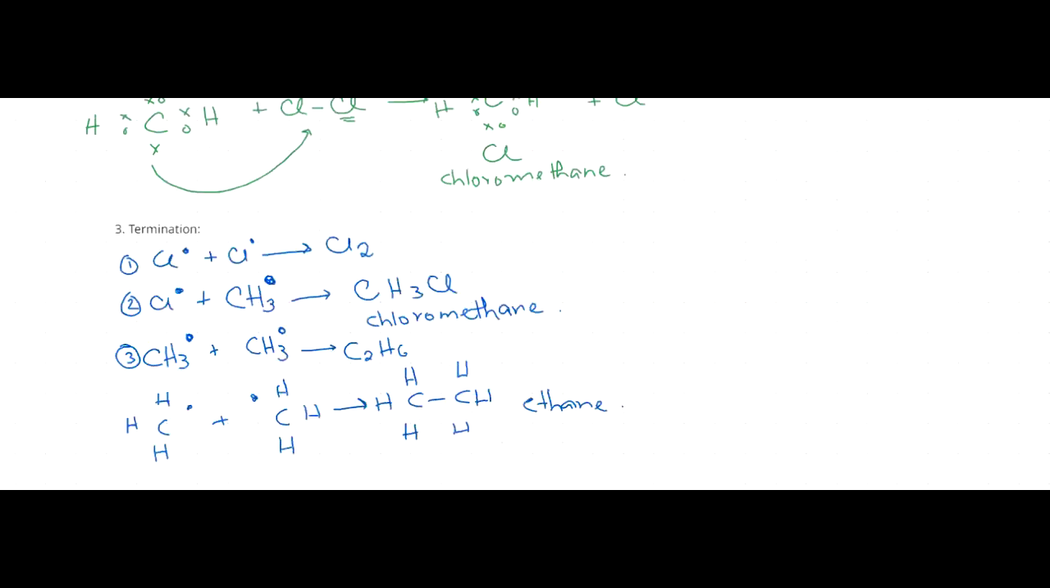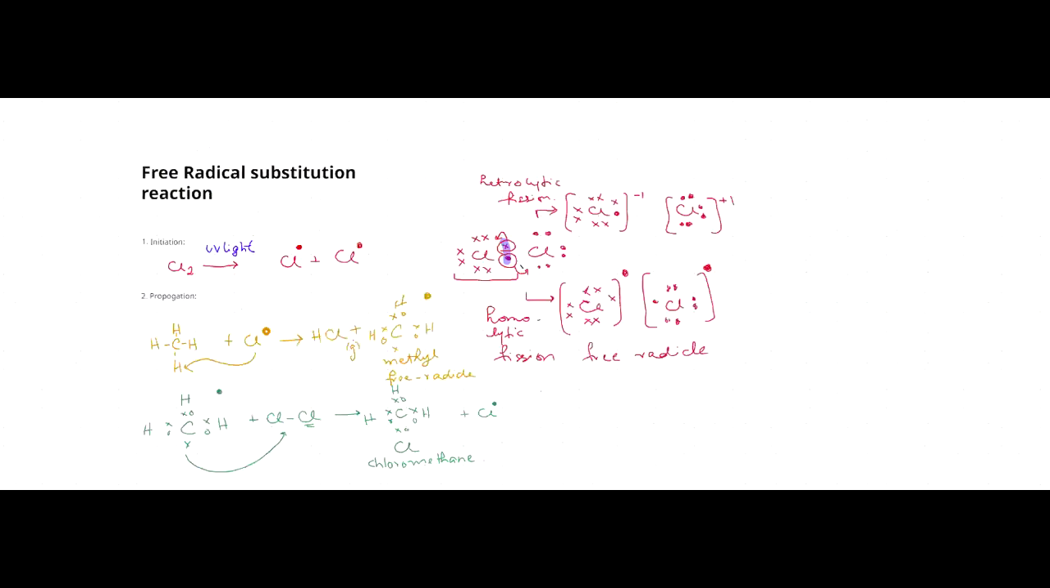So, I hope it's making sense now, what free radical substitution reactions are. Why do we need UV radiation? To break the single covalent bond that exists between the chlorine atoms. Only UV radiation can break it, to give us free radicals.